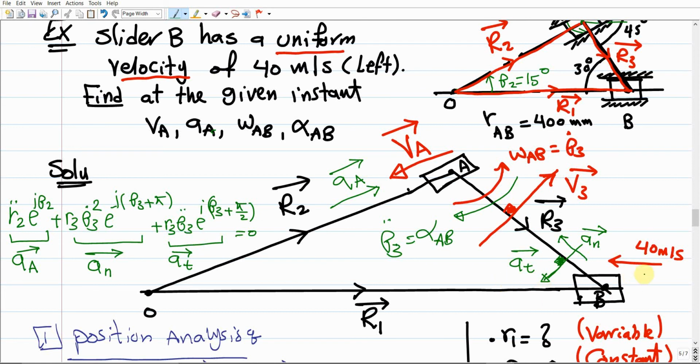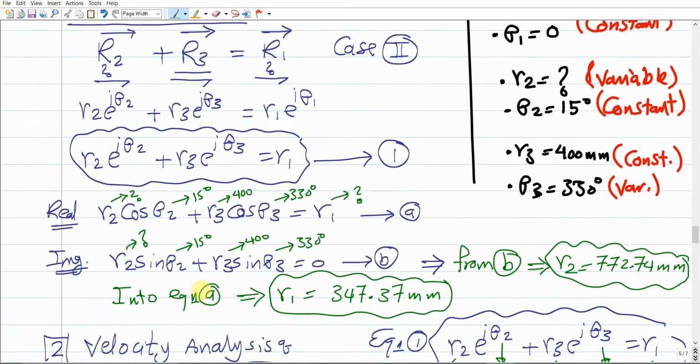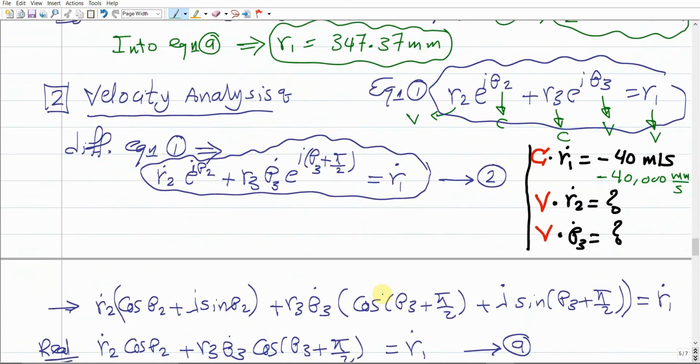There is no acceleration here for the slider B. Why? This velocity is a constant, uniform velocity. So that's why the term on the right-hand side of this Lagrange equation is already 0. Make sense? So this is how we can define the directions of these different velocity and acceleration components. And this is generally how we can do kinematic analysis for a mechanism.